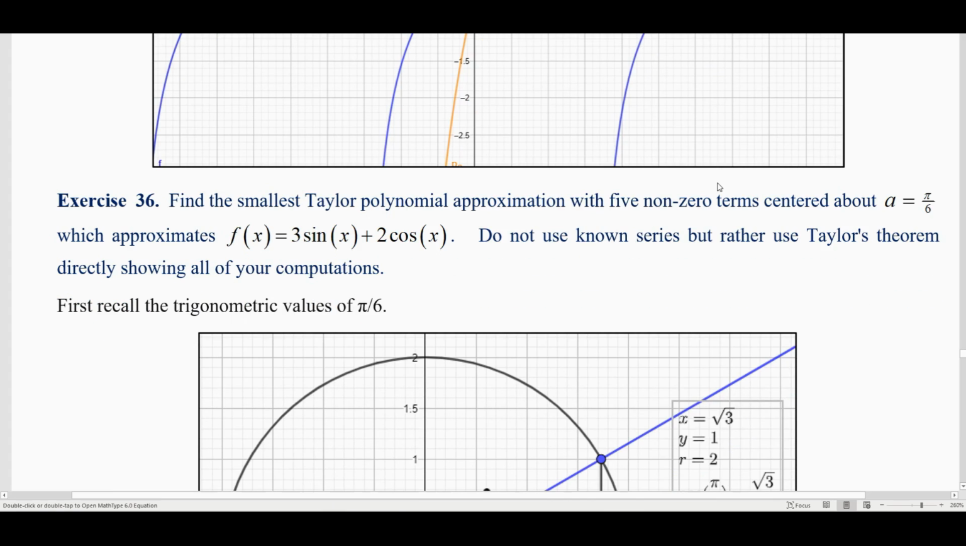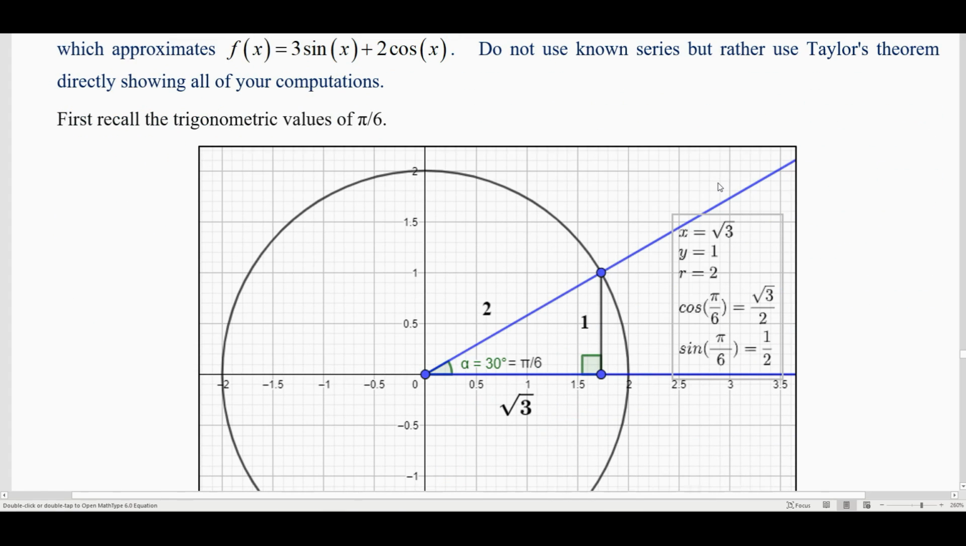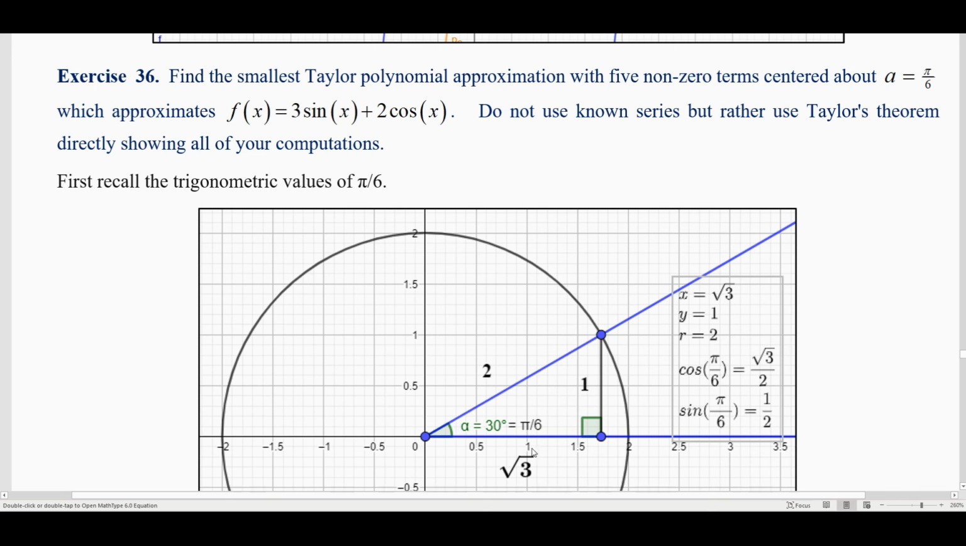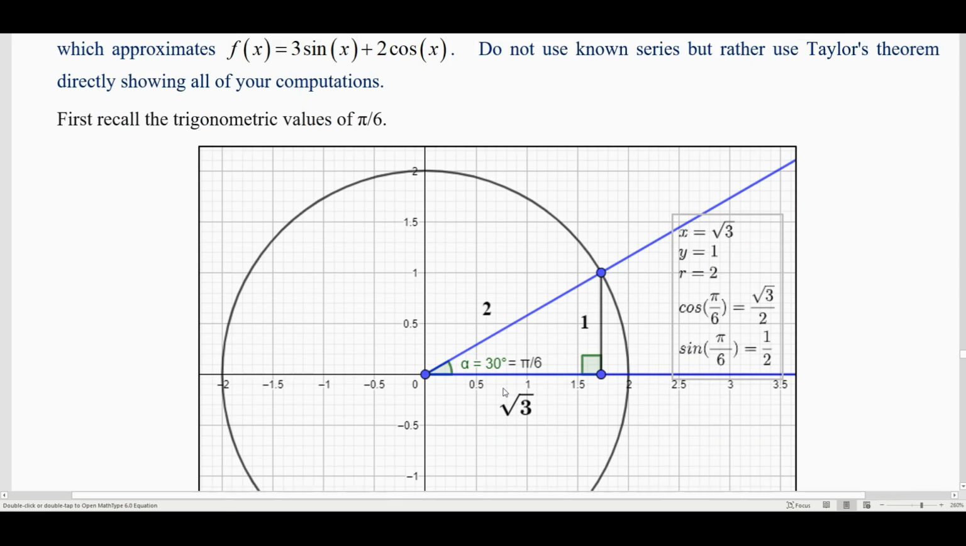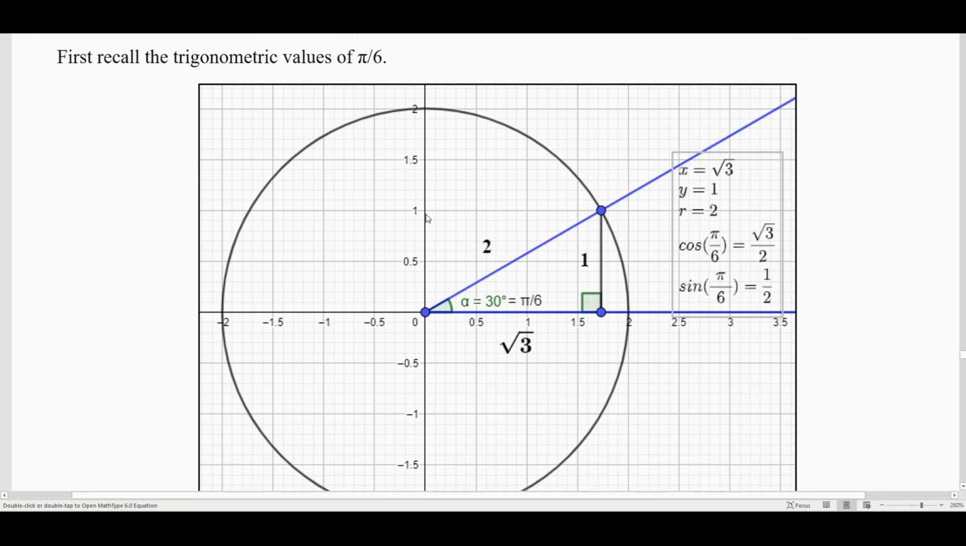We might want to recall the trig values of pi over 6, which is also known as 30 degrees. If you put this inside of a circle of radius 2, then you have a nice little half of an equilateral triangle that fits in there. It has sides of ratio 1, 2, and square root of 3, and the angles are pi over 6, pi over 3, and pi over 2, or 30 degrees, 60 degrees, 90 degrees. Shows up all the time in trigonometry and calculus problems, probably more than it should, but it does show up a lot.